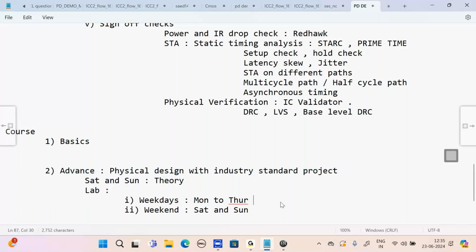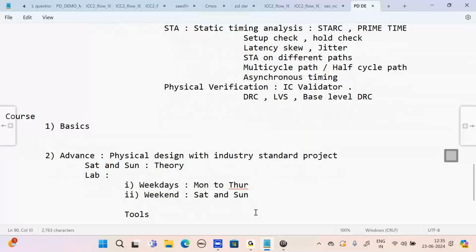And during the advanced part, the tools are given to you. Tool access is 24/7. You can use it anytime you want, because our servers are on 24/7. You are working on our servers, not on your laptop, and our servers are on 24/7. You can work anytime you want. So tools will be given only when your advanced course starts.